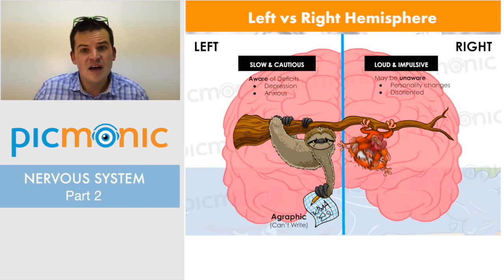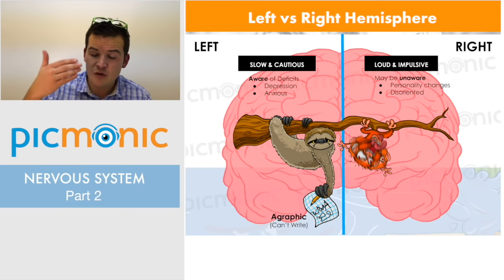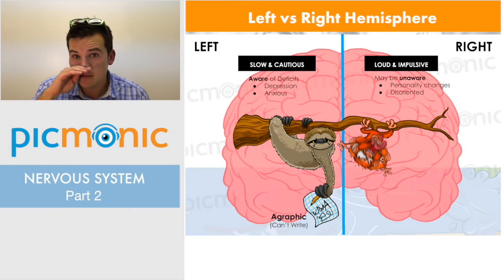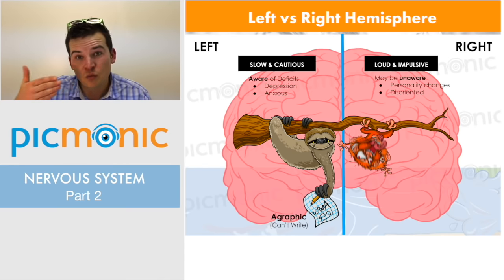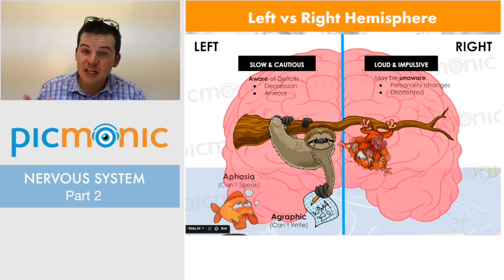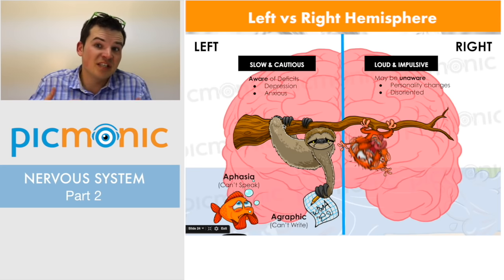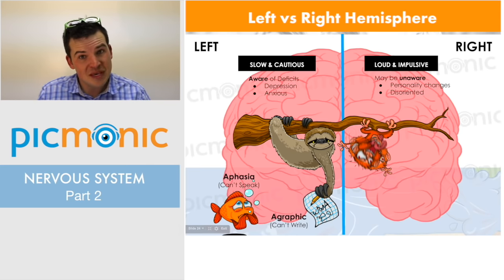Because of this, they may not be able to write. They may not be able to speak. They may have agraphia, an inability to write. But they also may have aphasia, specifically expressive aphasia, where they're unable to speak as well.